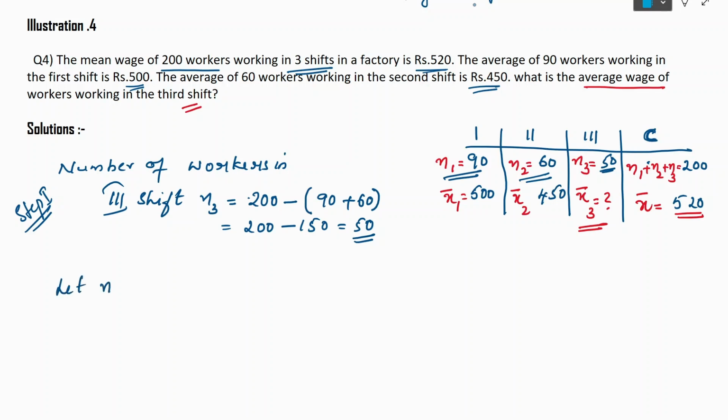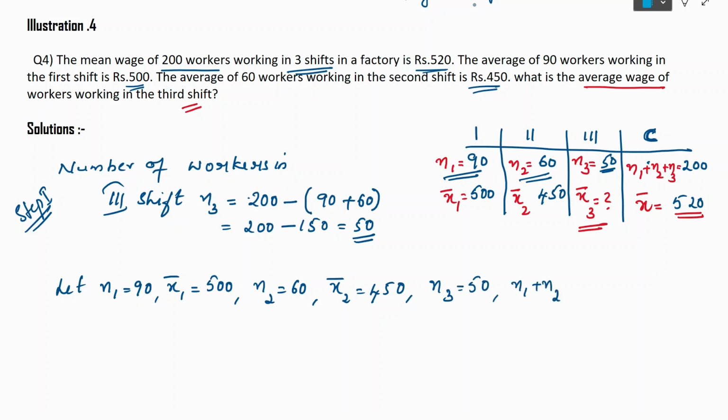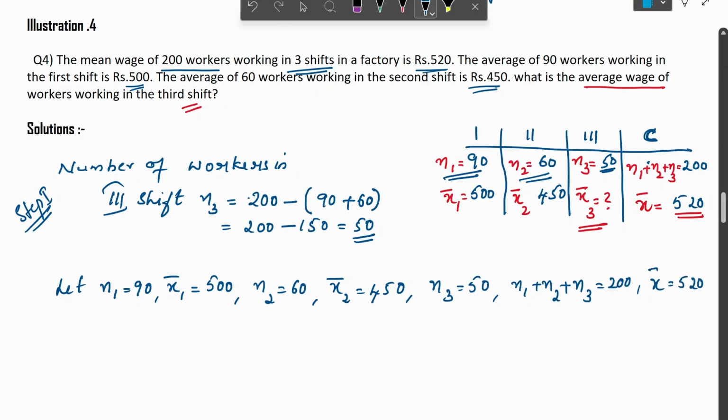That is, let N1 equal to 90. X1 bar is equal to 500. N2 equal to 60. X2 bar equal to 450. N3 equal to 50. Next, N1 plus N2 plus N3, that is equal to 200. And last, what is given? X bar equal to 520. What are you going to find here? We are going to find X3 bar.